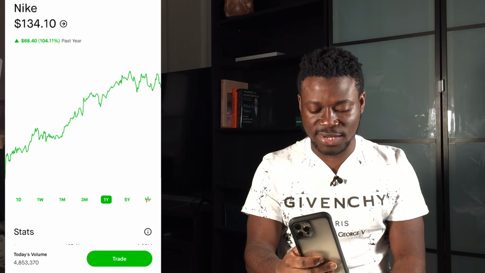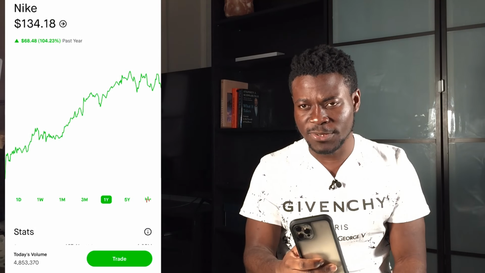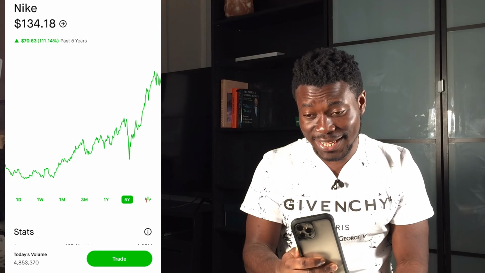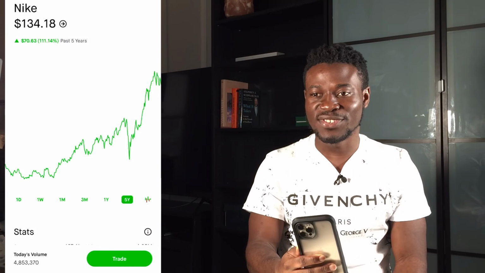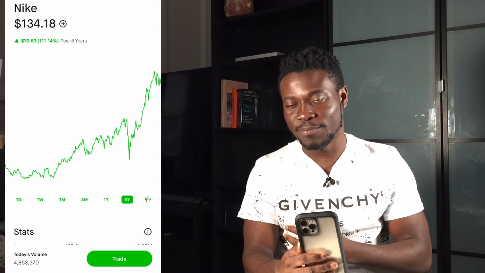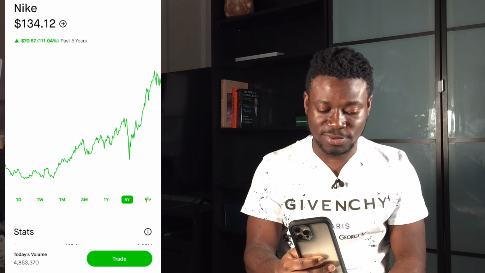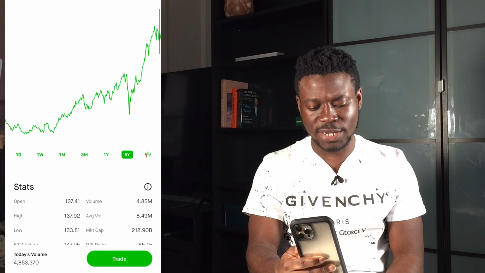Robinhood can go as far as 5 years. That is the maximum it's going to give you. If you want to see even more time, there is nothing you can do about that on Robinhood. That's just how it is right now.